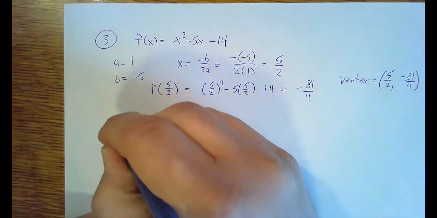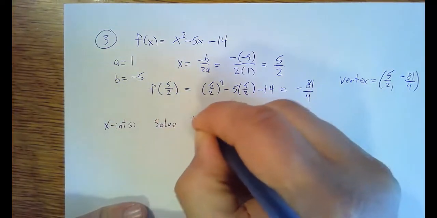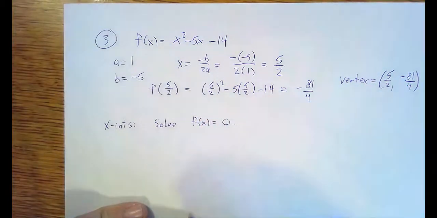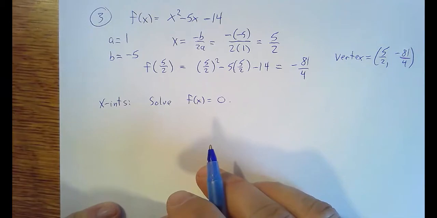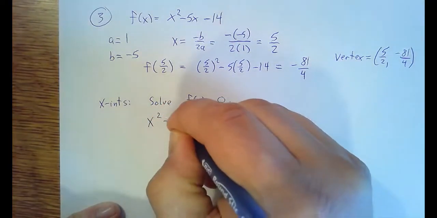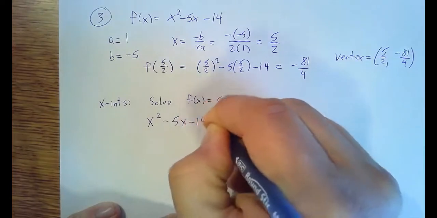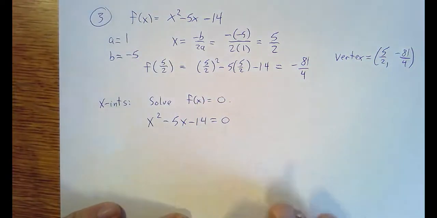To find the x-intercepts, we solve f of x equals 0. So we set the function equal to 0 and solve for the inputs x that gives an output of 0. So to solve this quadratic equation, we set x squared minus 5x minus 14 equal to 0.